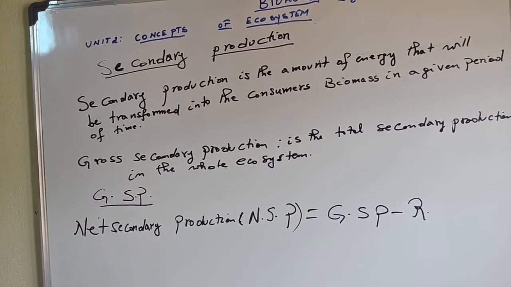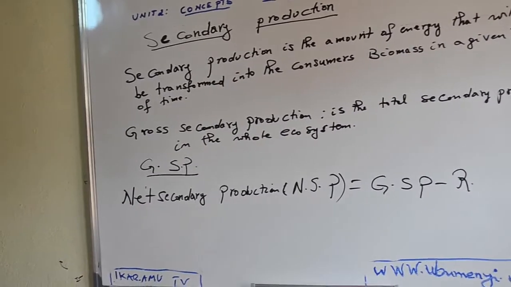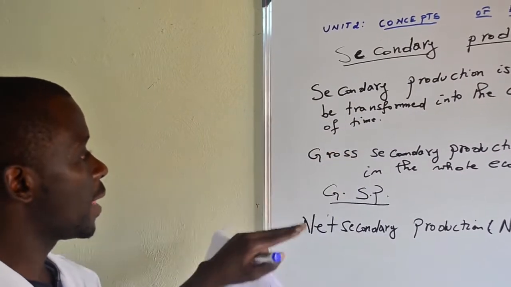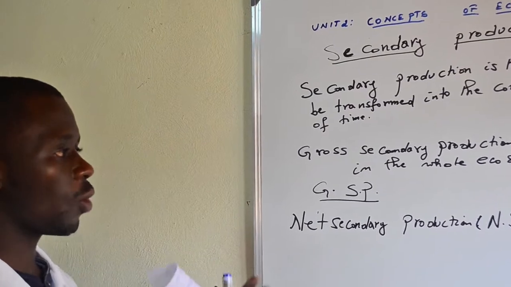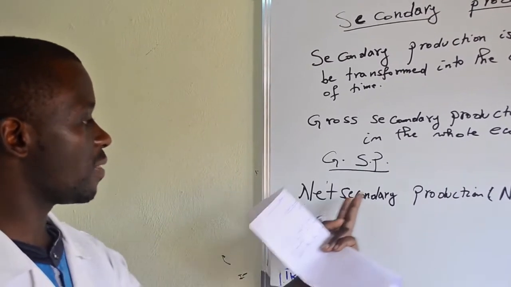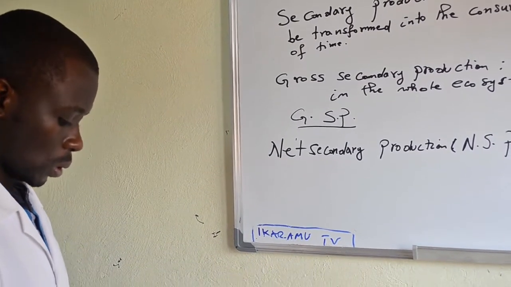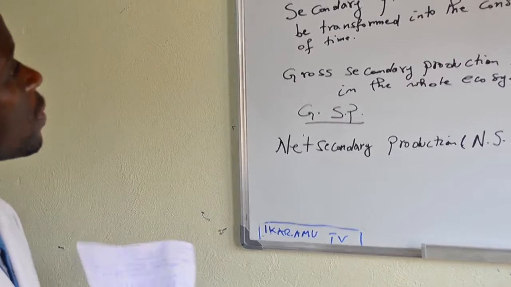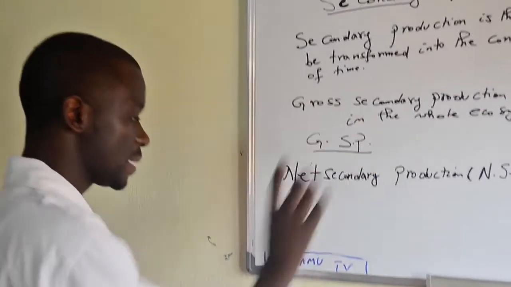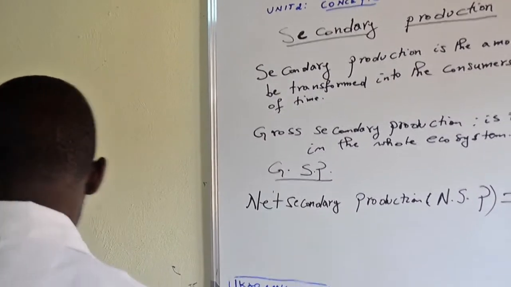So, dear students, we can see that the primary production gives indirectly the secondary production, and secondary production is for one consumer. We have gross secondary production for the whole ecosystem, and when we remove the energy used in respiration, we remain with the net secondary production. Now we are going to see what we call the production efficiency.